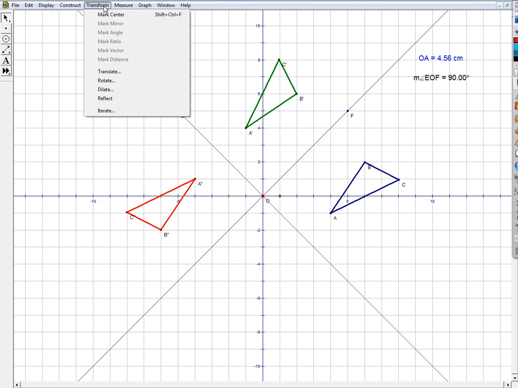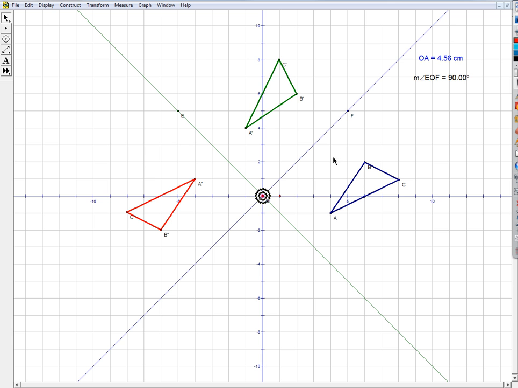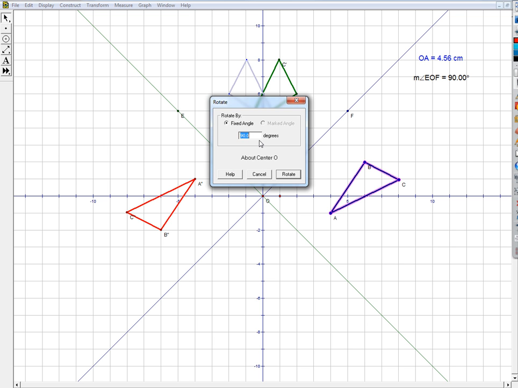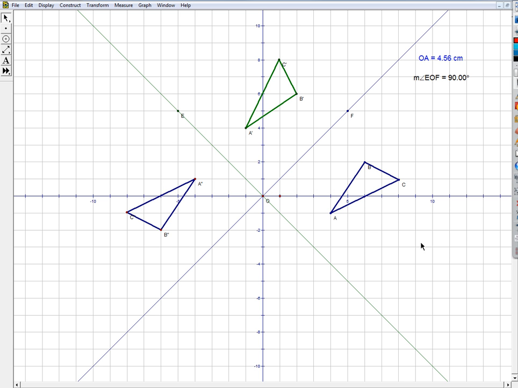Now watch this. This is truly amazing. It's about to get crazy. Andrew, quit talking. Okay, so if I'm going to rotate this thing 180 degrees about the center, watch what happens. What used to be a red triangle now has a blue triangle exactly on top of it. How about that?